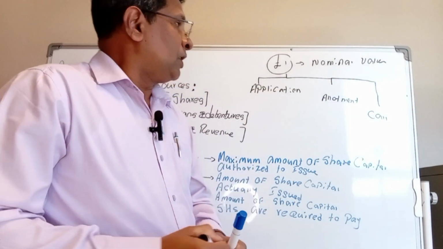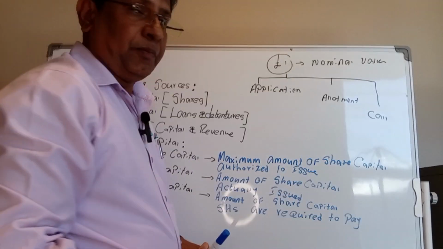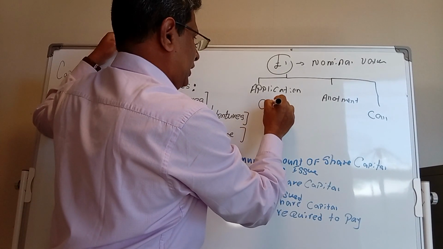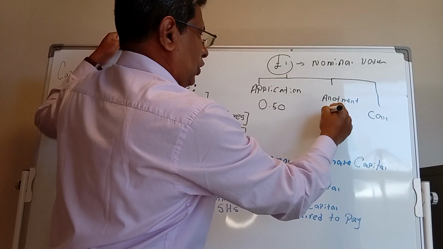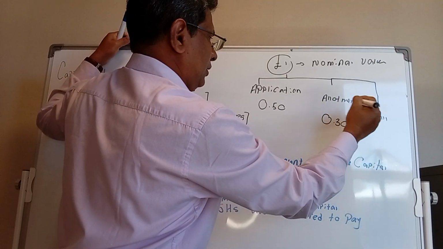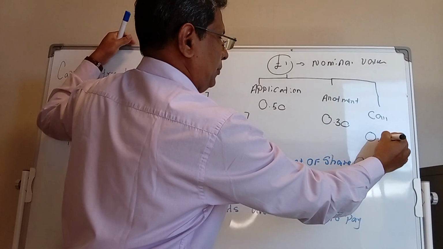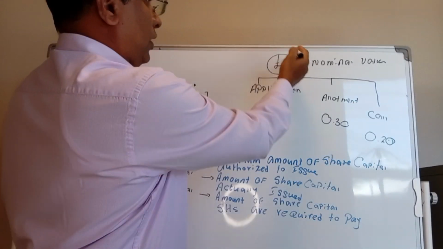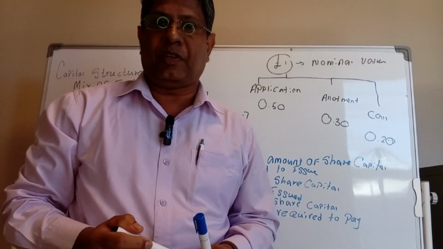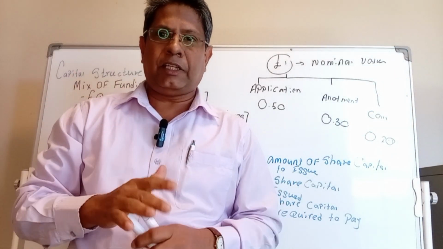Is it clear? So the £1 nominal value has been broken down into stages. Let's imagine the application is going to be 0.50, the allotment stage is going to be 0.30, and the call stage is going to be 0.20. So 0.5, 0.3, 0.2 makes up the £1. The issue price is £1.